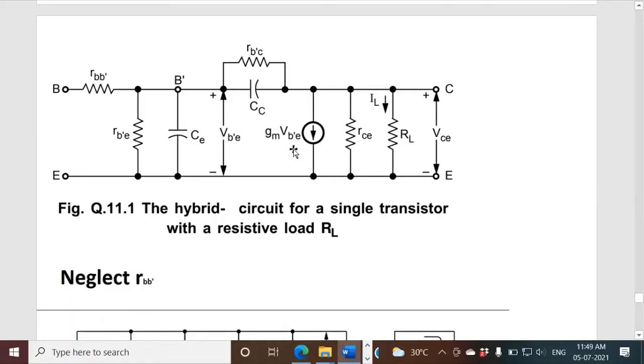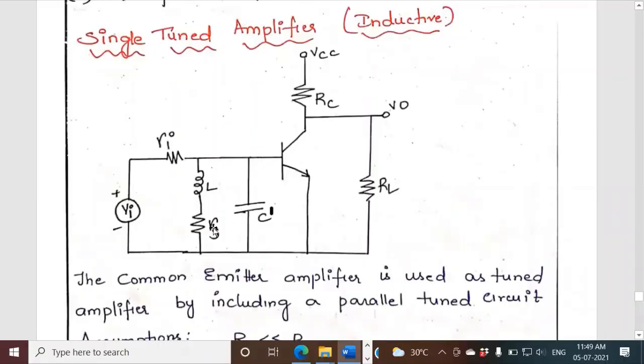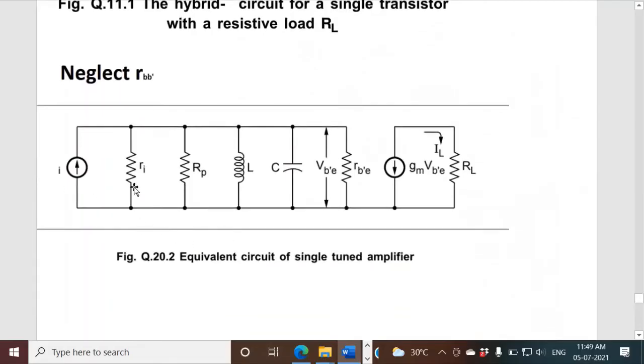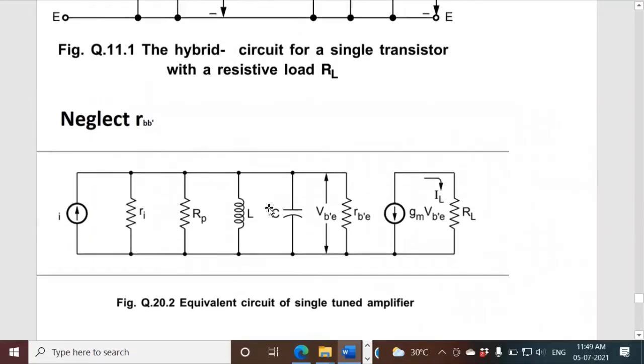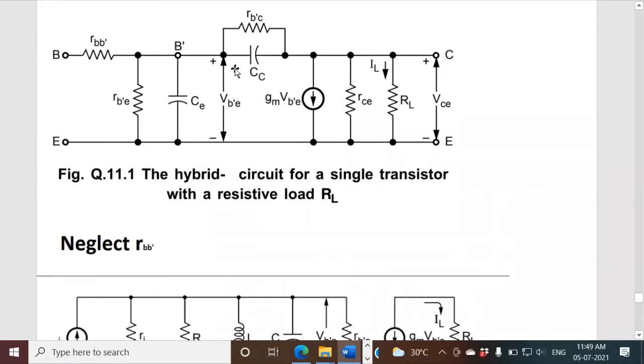So what we have for the transistor is the current source gm VB'E. When we put the transistor here, additionally we have these components: a current source, parallel resistance, then converting this to parallel, RP, parallel inductor, parallel capacitor. Okay, that is not the end of it. Additionally we have these two capacitances, CE and CC.